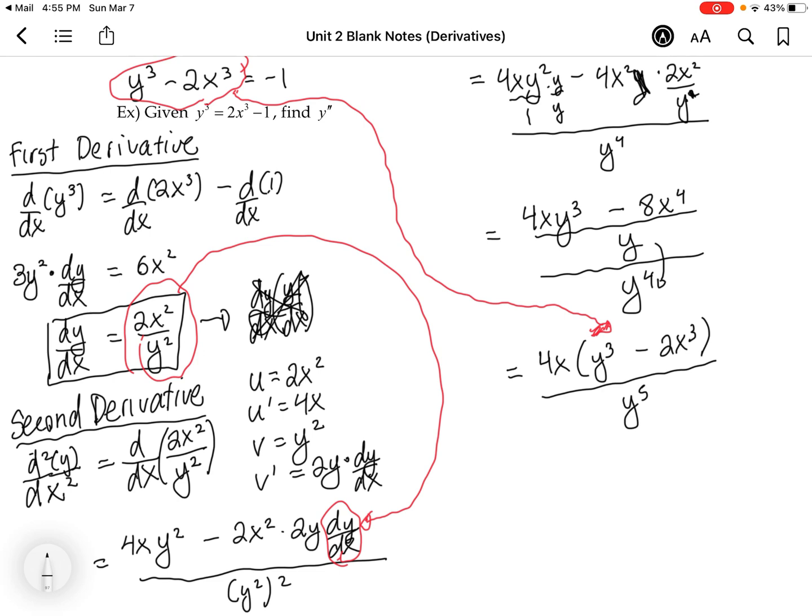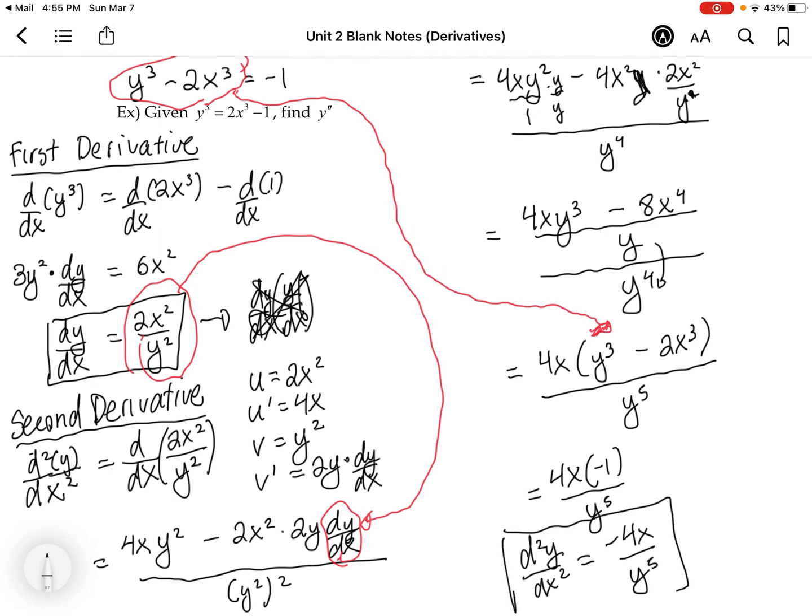And finally, what I'm going to get is 4x times -1 over y to the 5. So the final answer for the second derivative is d squared y by dx squared is -4x over y to the 5. And there we go.